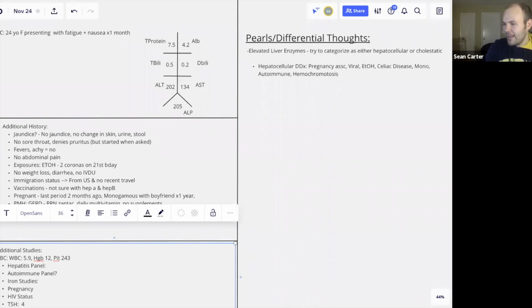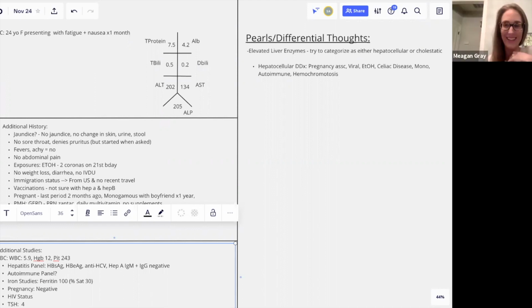For her hepatitis panel, her Hep A IgM and IgG was negative. Hep B surface antigen envelope was negative. HCV was negative. So all of those were negative. For her iron studies, her iron SAT was normal, but her ferritin was like 100. Iron SAT was like 30%. Okay. Pregnancy was negative, and I'll tell you that she has a history of irregular periods, so it was a little bit of a red herring.